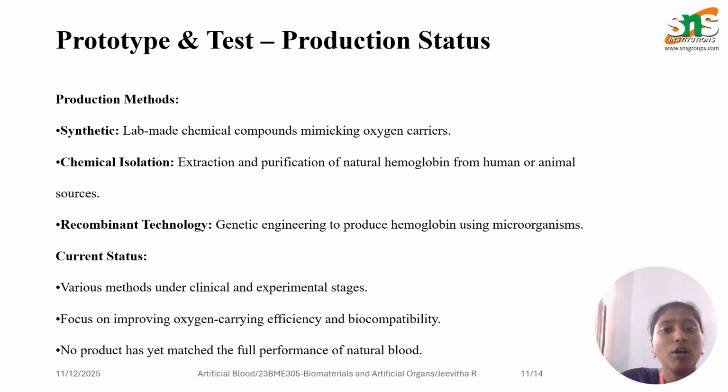Now let's see how artificial blood is tested and produced. There are three main methods. The synthetic method, where scientists create oxygen carrying components in the lab; chemical isolation, where natural hemoglobin is extracted and purified; and the third, recombinant technology, where bacteria are genetically modified to produce hemoglobin. Currently all these methods are still under research and clinical testing. No product yet works as efficiently as real blood, but scientists are continuously improving oxygen delivery and reducing side effects.